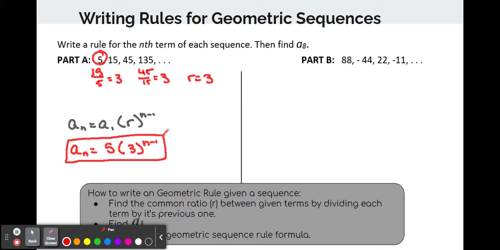Okay, again, from there, I could ask you a bunch of things, like find what a sub 8 is. Well, you just put that in your calculator. So a sub 8 equals 5 times 3 to the 8 minus 1 power. And that comes out to 10,935. Again, just calculate our work from there. I could do like we did in the previous one, in the arithmetic, I could ask you, well, what term does it represent? And you would solve from there as well.